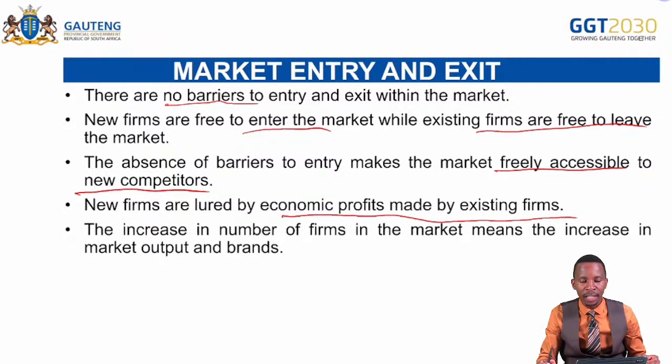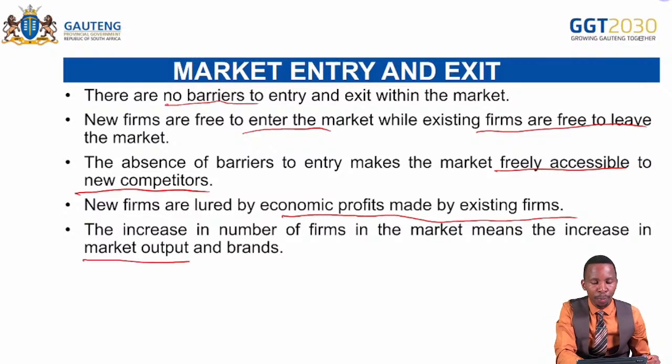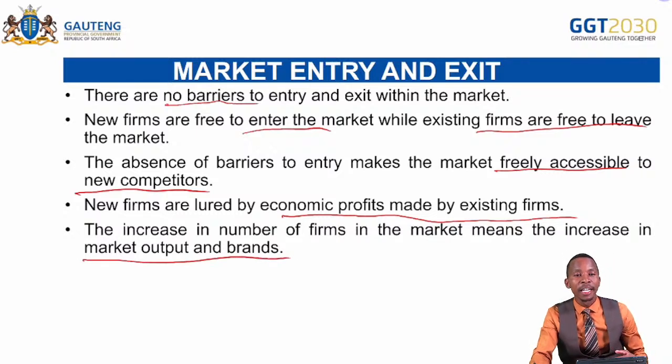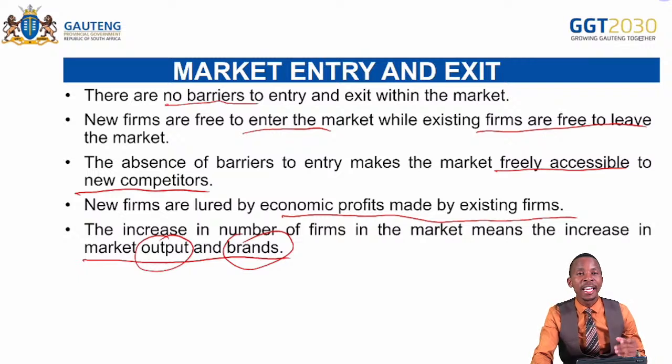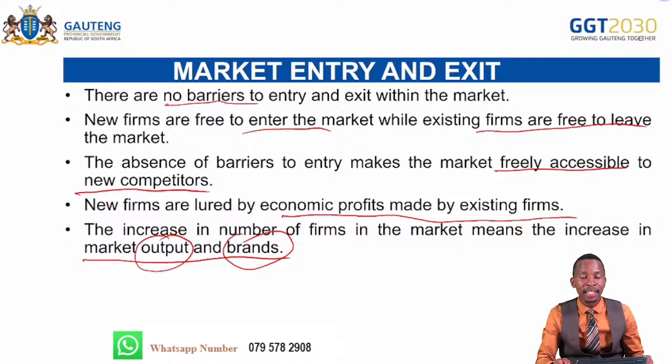The increase in the number of firms in the market means an increase in market output and brands. If so many firms are entering the market to compete, that will lead to so much output. Output will be increasing, and different brands will also be increasing, because these firms under monopolistic competition enter with their very own brands in order to compete with the competitors. They don't enter to sell the same brand. Brands are different. Remember, the main thing they use is to brand their product differently so that it appears unique compared to the competitors'. So brands will always increase if the number of competitors increases in the market. Also, the output size will increase if there are so many firms existing within the market.